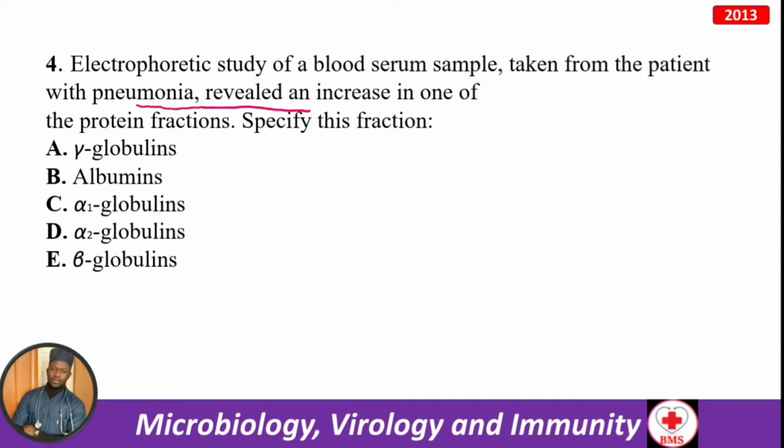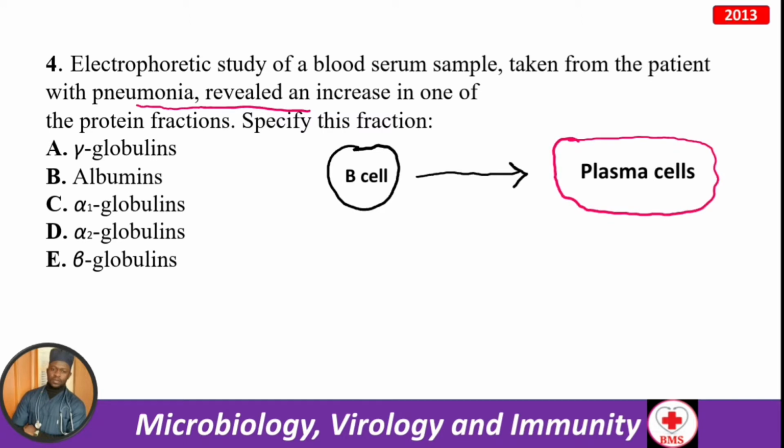Right. So there is a B lymphocyte or B cell, right? So this cell can be transformed into plasma cell, right? And then the plasma cells can release these immunoglobulins like IgM or IgG, right? So they're also known as antibodies, and they are gamma globulins.